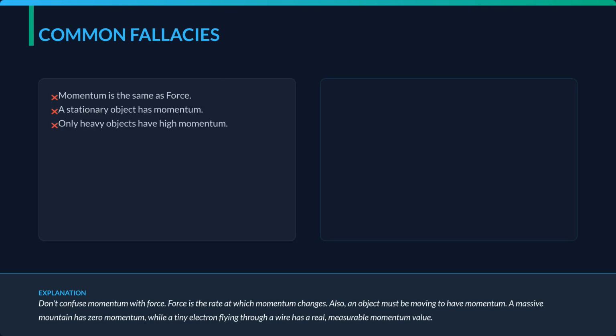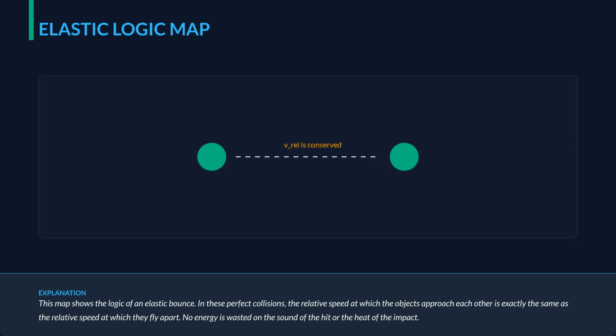Let's review common fallacies. Momentum is not the same as force, it's a measure of mass in motion. Also, a stationary object has zero momentum, regardless of its mass. This elastic logic map shows that in a perfect elastic collision, the relative speed of approach equals the relative speed of separation. This means no energy is converted into non-kinetic forms during the impact.